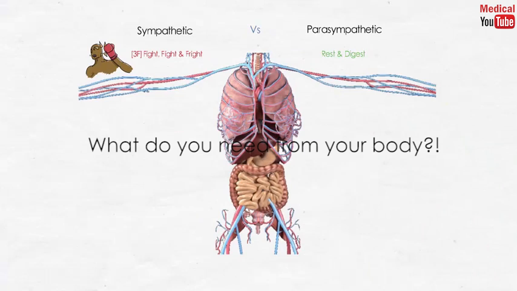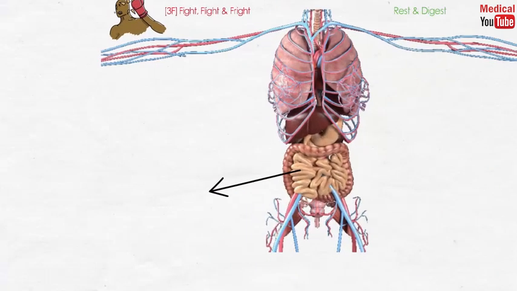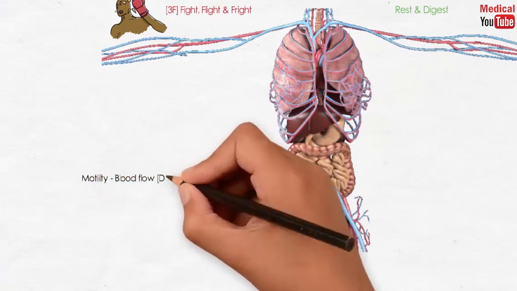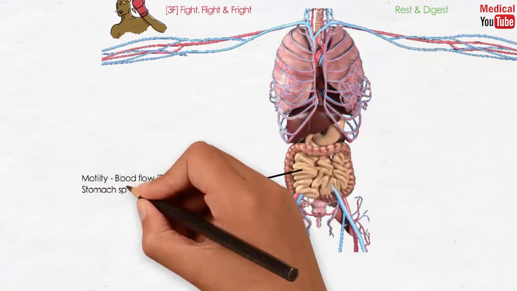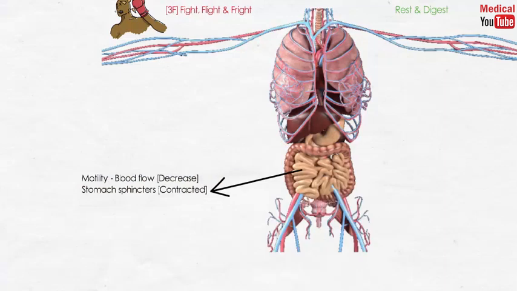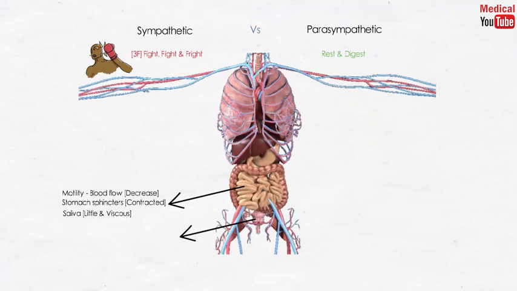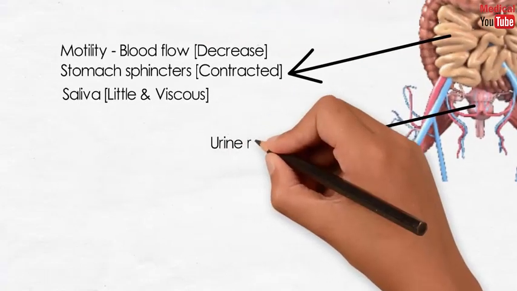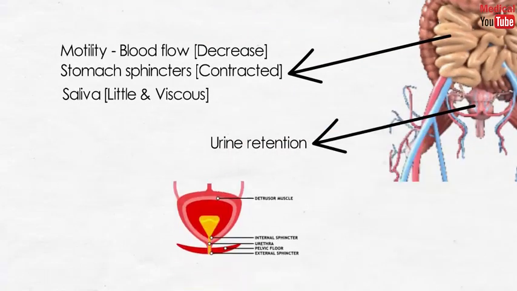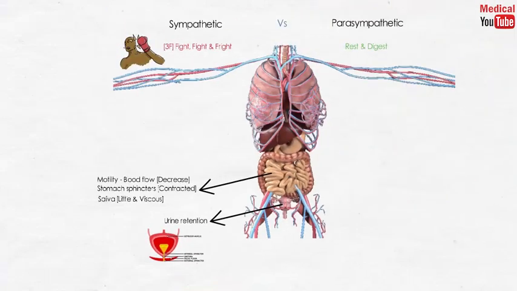Do you need your GIT or your urinary bladder to be stimulated? The answer is no, so now we know that GIT motility and blood flow decrease and the sphincters of the stomach get contracted. And the saliva secretion becomes little and viscous. And also urine retention happens through the contraction of the sphincter muscle and relaxation of the detrusor muscle in the urinary bladder.